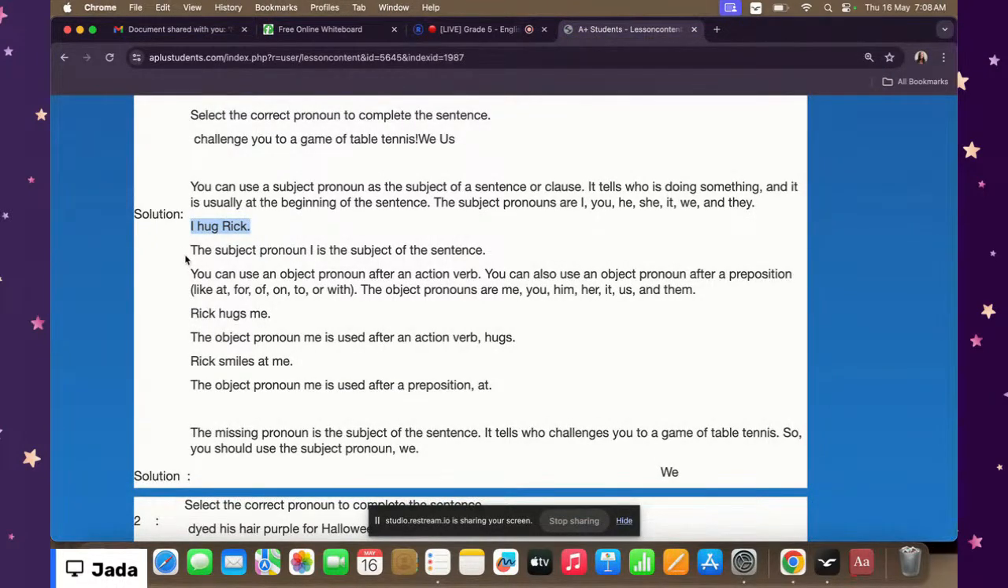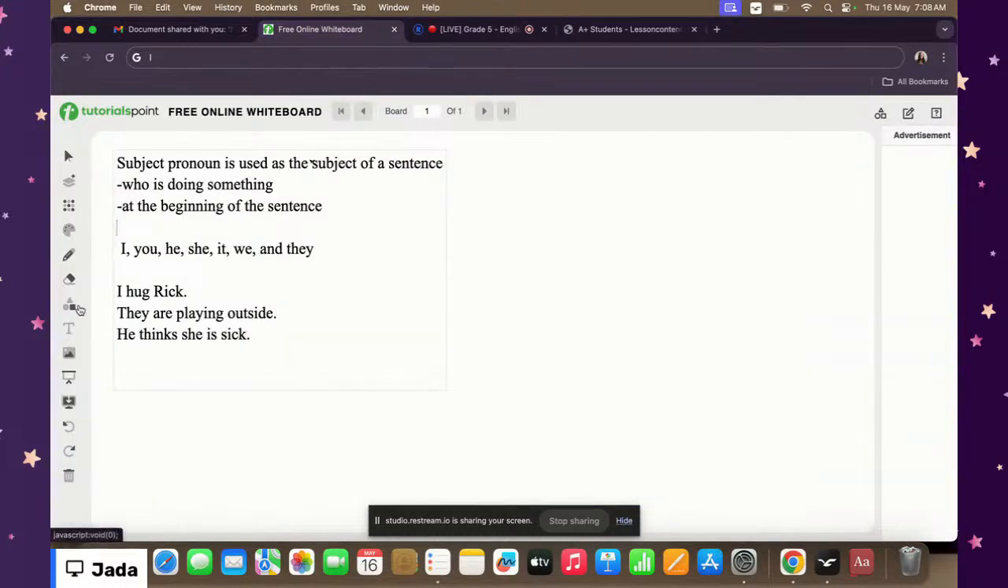Now we'll move on to the objects. Yeah, you're welcome. We are learning personal pronouns. That's our lesson today. Personal pronouns.